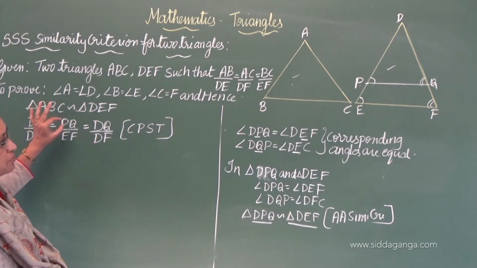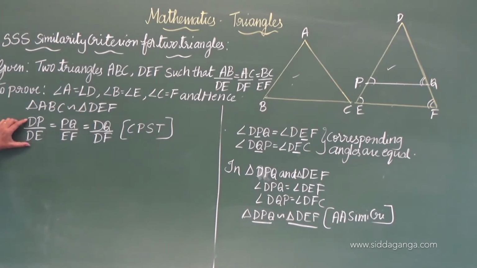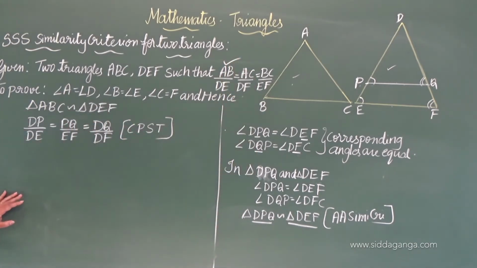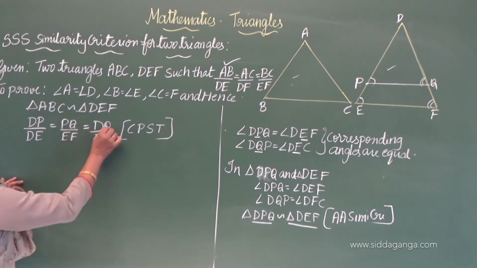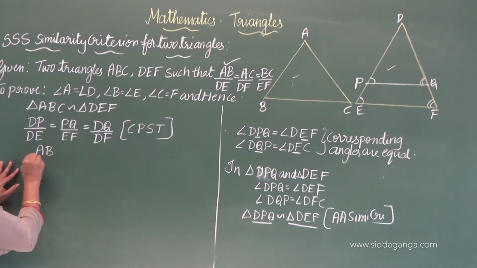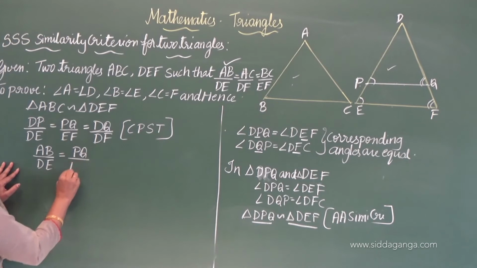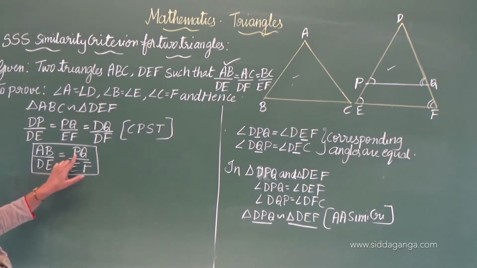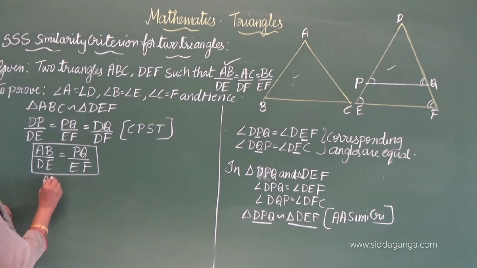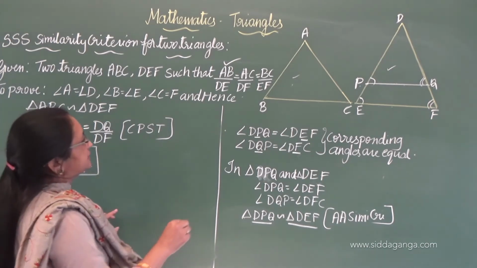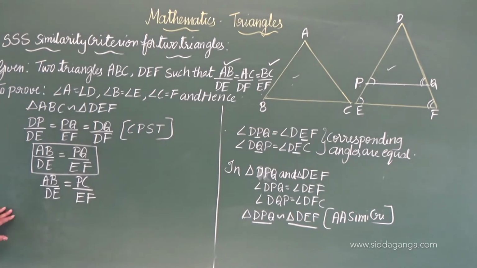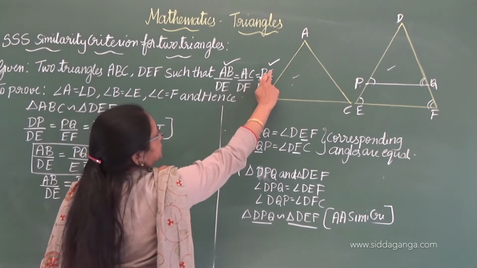Now DP can be replaced by AB, so AB by DE is equal to PQ by EF. Okay, so AB by DE is equal to PQ by EF. Now please observe this very important step: AB by DE is also equal to BC by EF, okay. See here, AB by DE is also equal to BC by EF.